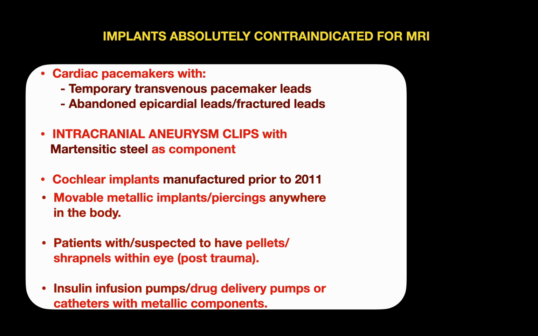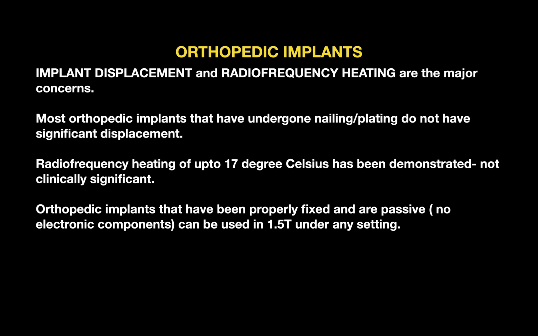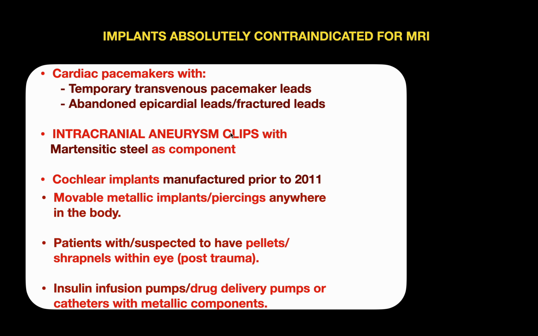Now, what are the absolutely contraindicated implants for MRI? Cardiac pacemakers with temporary transvenous pacemaker leads, abandoned pericardial leads, or fractured leads are absolutely contraindicated for MRI. Intracranial aneurysm clips, as we just discussed, are contraindicated if there is martensitic steel as a component. Cochlear implants manufactured prior to 2011 are contraindicated.